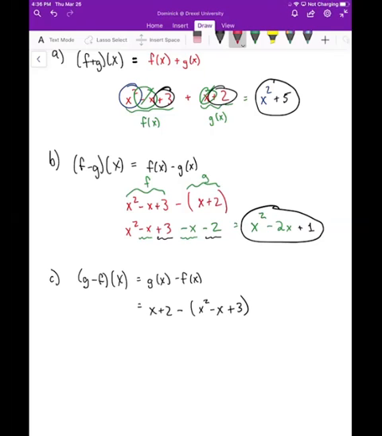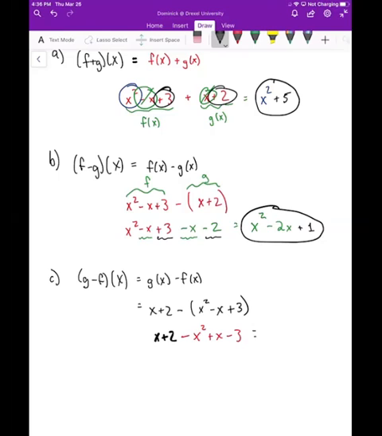Okay, so then when we distribute our negative, this will become minus x squared. And then a minus times a minus x will be a plus x. And minus times positive 3 is now minus 3. And of course, we didn't do anything to x plus 2.